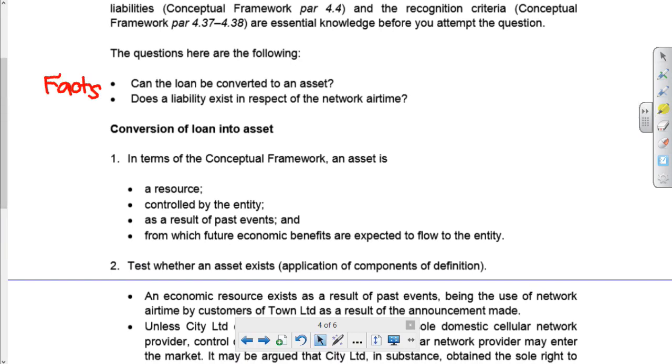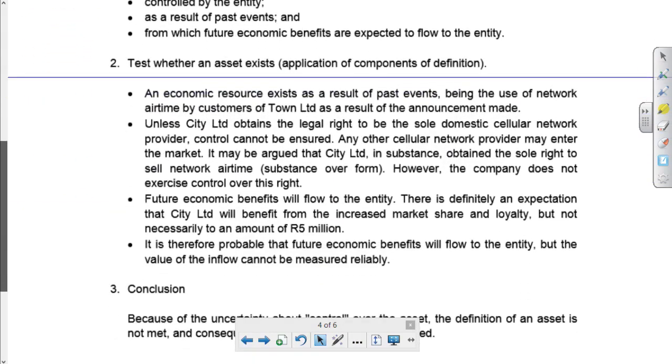Facts. Then we have here the theory, and then we have the application, and that's where the bulk of the marks will be, in the application. And you'll see what they say is that there is a resource as a result of a past event, but that unless they obtain the right to be the sole network provider, they can't control this right. So they say there is a resource, there is a past event, but there's no control. And that was one of the requirements of the definition. So they say that there is no control.